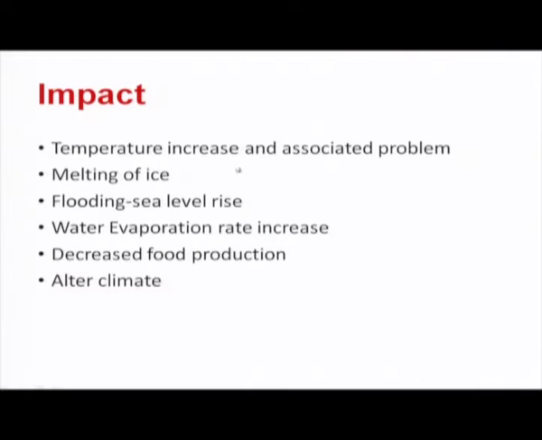One important thing is that because of the increasing greenhouse gas concentration, temperature is increasing, and because of the temperature we have a host of problems associated with this. Summer-related diseases are associated, and because of the warming, melting of ice is happening, and that also leads to sea level rise. Whatever ice melts ultimately reaches the sea and causes sea level rise.